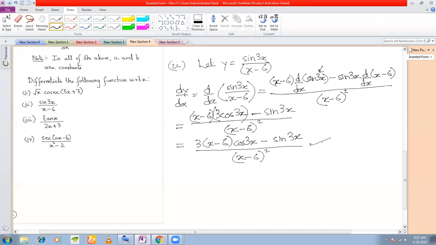This is actually a proper manner of expressing, because we already have a cos 3x separately and we have a sine 3x separately. So this answer has been expressed in a proper manner. Okay. Moving on to the next question.